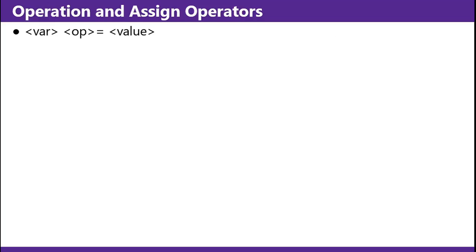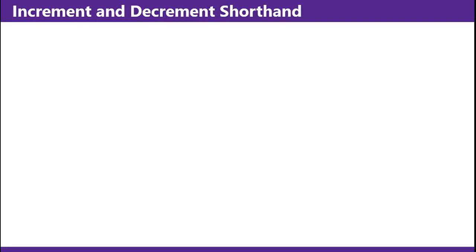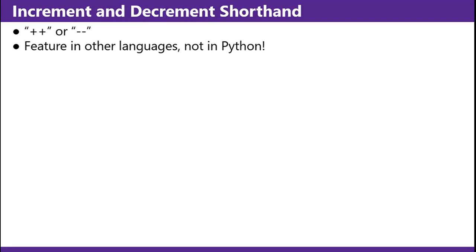Operation and assign operators. The general format is variable operator equals value. x plus equals 5, read as add 5 to x. Examples of operators: plus equals, minus equals, times equals, divide equals, modulus equals, exponentiation equals. Increment, decrement shorthand, plus plus or minus minus, is a feature in other languages, not in Python.